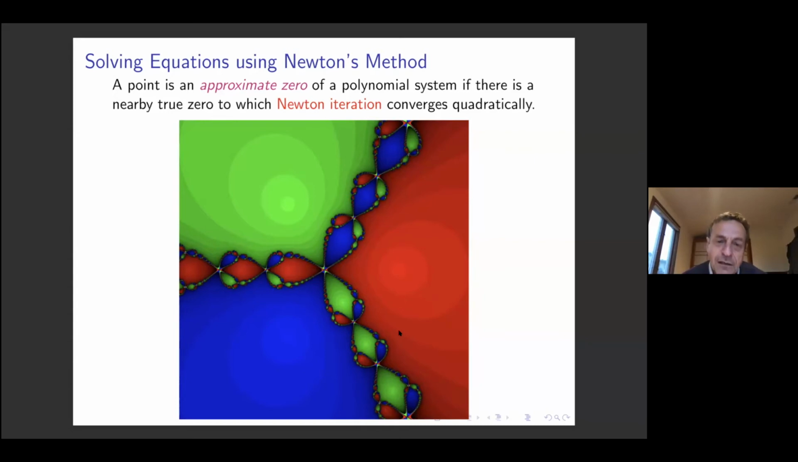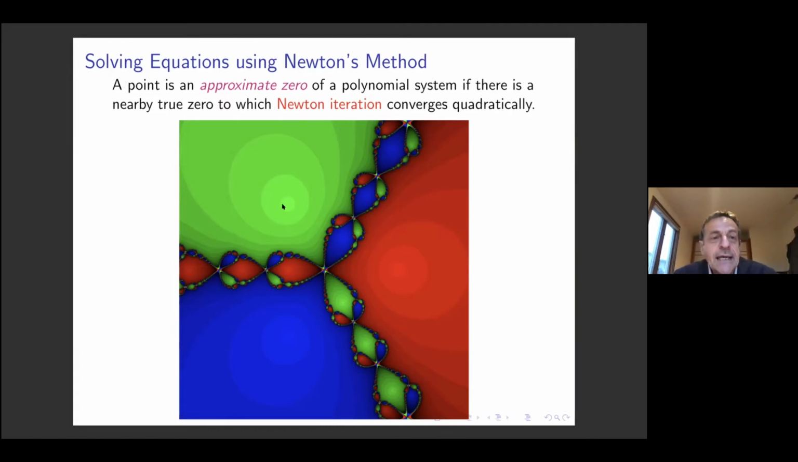But if you color the complex plane in red, green, or blue, according to which of the three roots you converge to, you see very nice local behavior, but very chaotic global behavior. So locally, if you're near the root you're interested in, you have very nice behavior, you have quadratic convergence, but the global dynamics is fractal-like and very complicated.